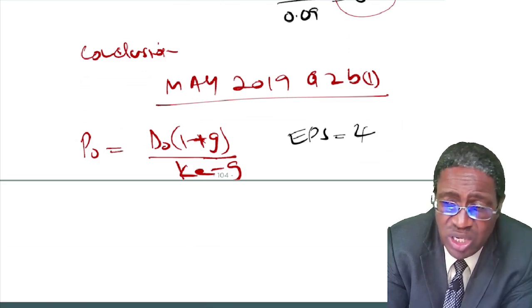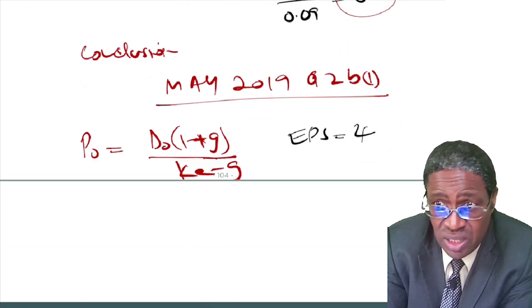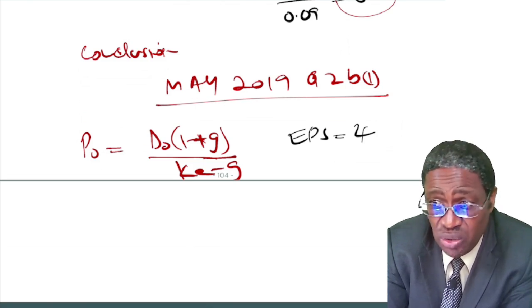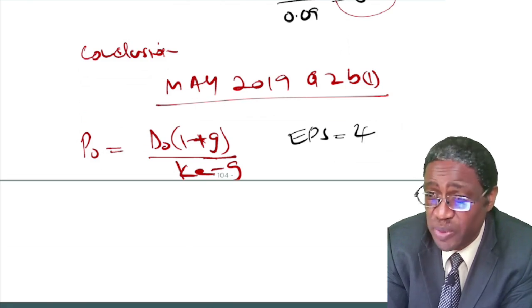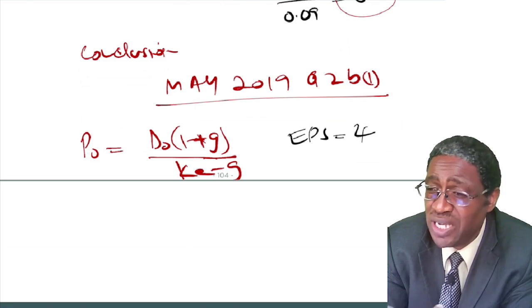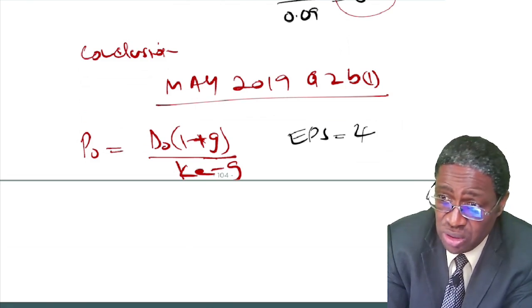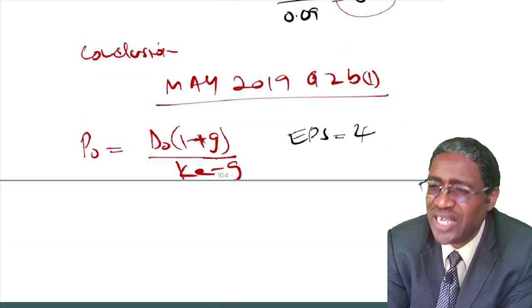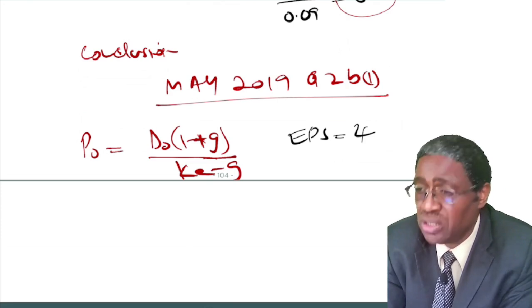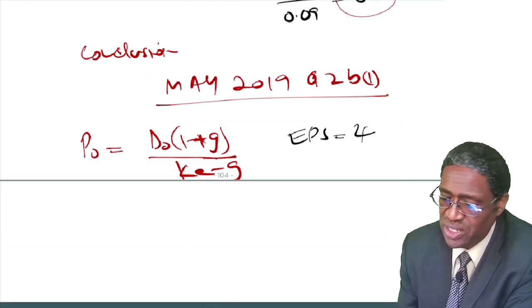For G, we are using again the retention method. We know the payout ratio is 40%. I can take 1 minus the payout ratio. That will give me the retention ratio. Then I multiply by the KE, which is the return on equity, and that will give me the G. So let's now first calculate.